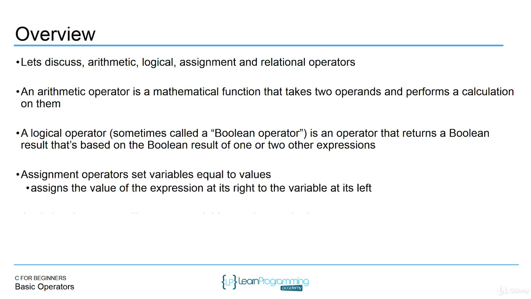An assignment operator just sets variables equal to values. It assigns the value of the expression at its right to the variable at its left. So it's a right operand and a left operand. Again, it's infix. And then a relational operator will compare variables against each other. So this is a comparison type of operator, like less than and greater than. But let's go over each one of them because there are many different operators. C supports a super rich set.